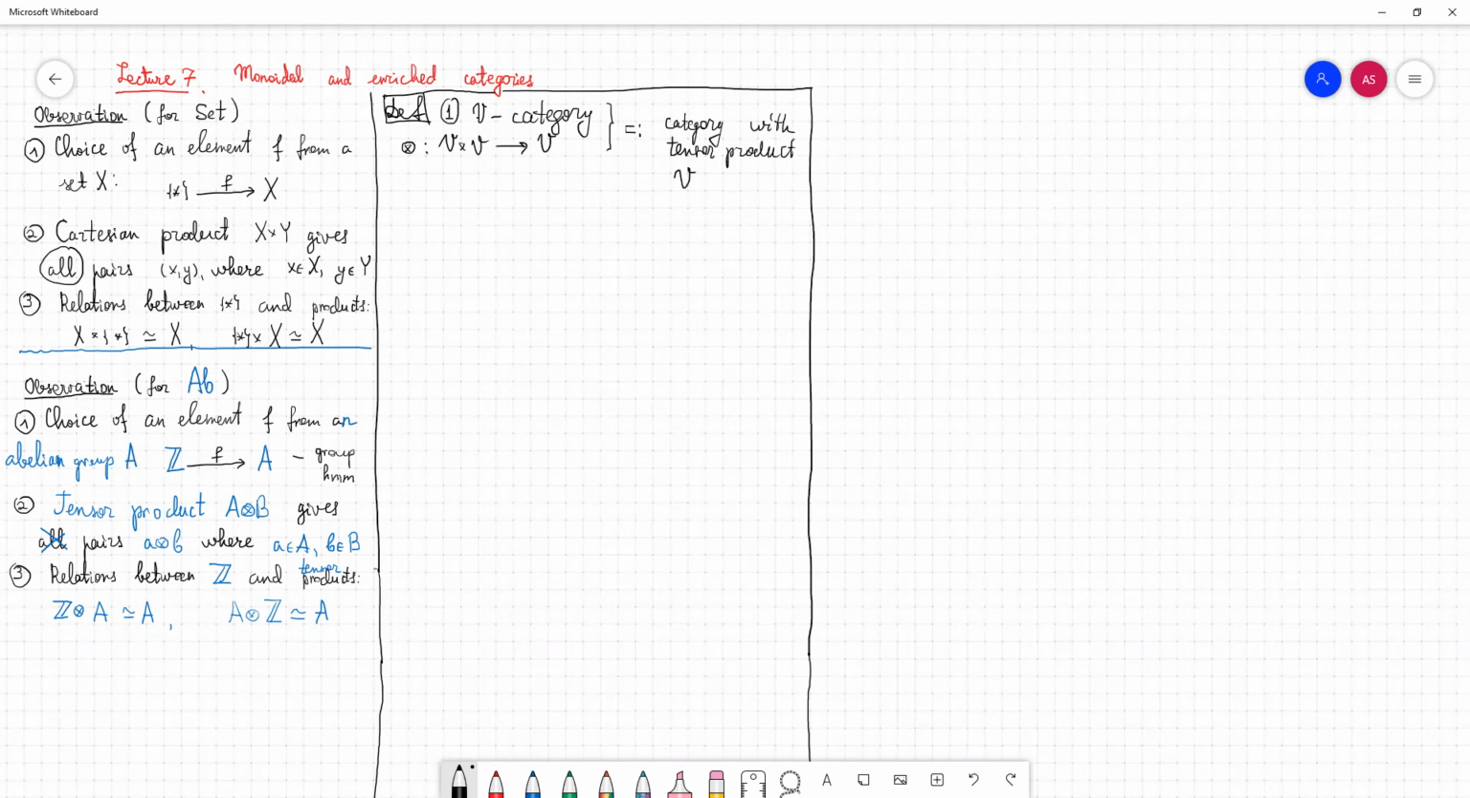And we will denote this pair V, comma, tensor. And this operation will be called, of course, tensor product. So this is our tensor product on a category.